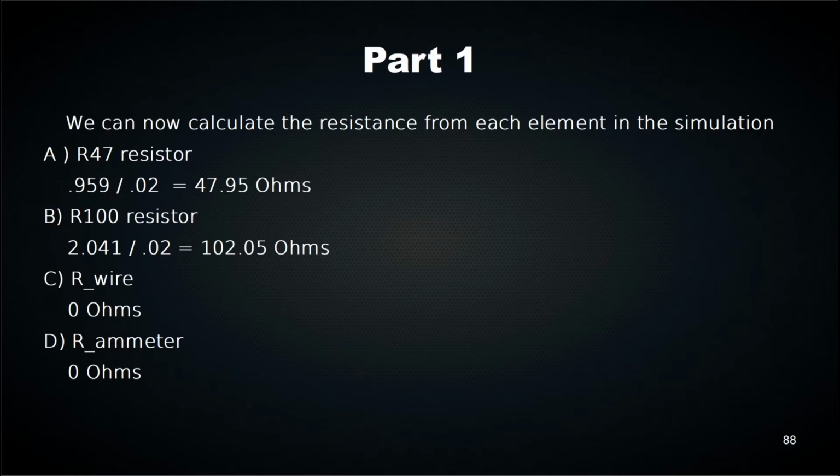We can now calculate the resistance from each element in the simulation. For the R47 resistor, we're able to find that it has 47.95 ohms. For the R100 resistor, we're able to find that it has 102.05 ohms. And in this simulation, we have 0 ohms for both the wire and the ammeter.